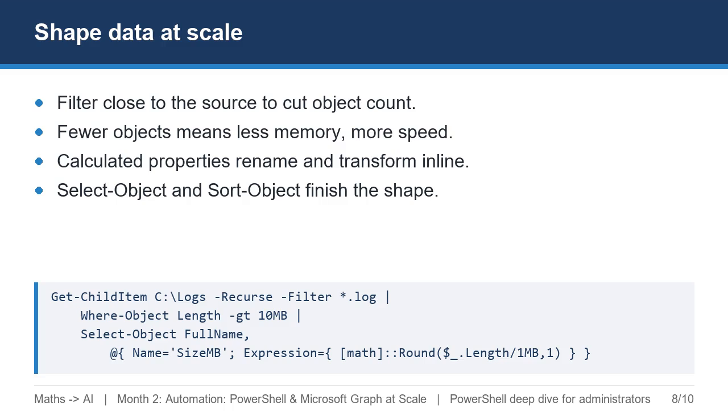When you run against thousands of devices, where you filter matters enormously. Filter as close to the source as possible so fewer objects travel down the pipeline. That means less memory and a faster script. The calculated property syntax, a hash table with name and expression keys, lets you rename and transform a column inline. Here we turn raw bytes into a tidy size in megabytes.